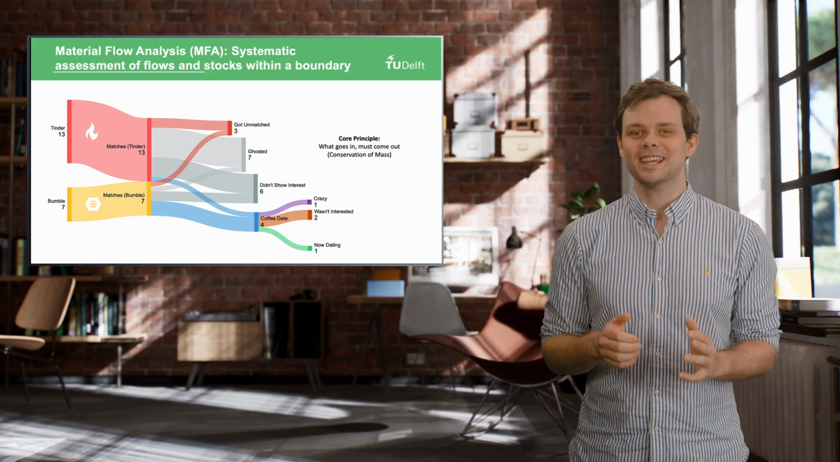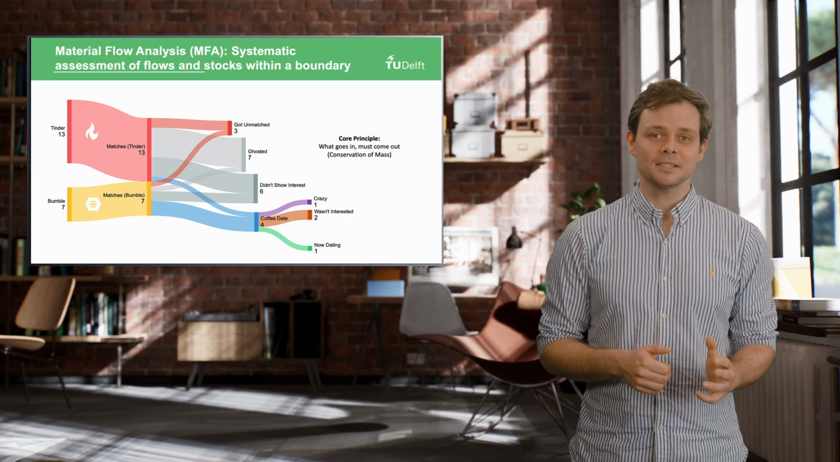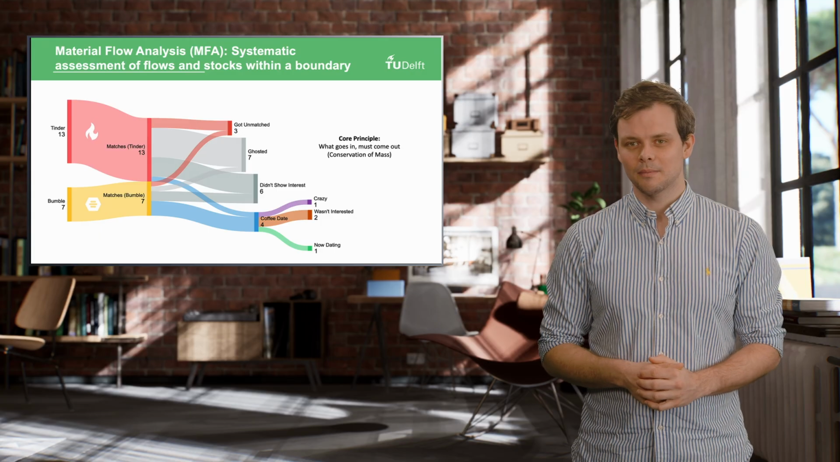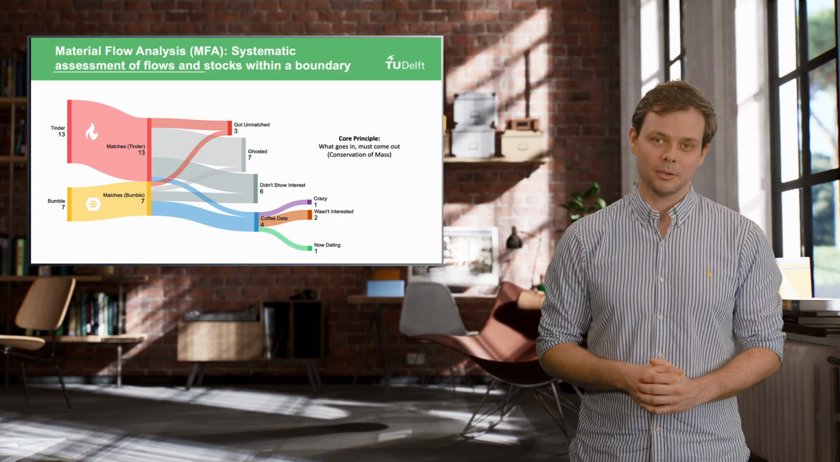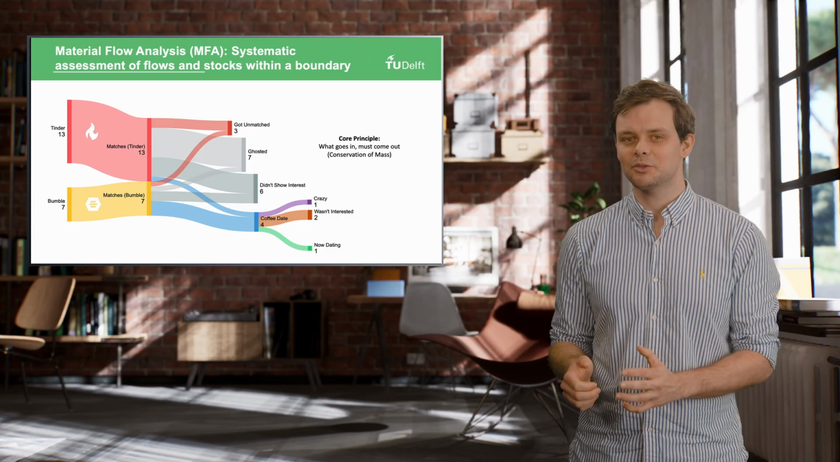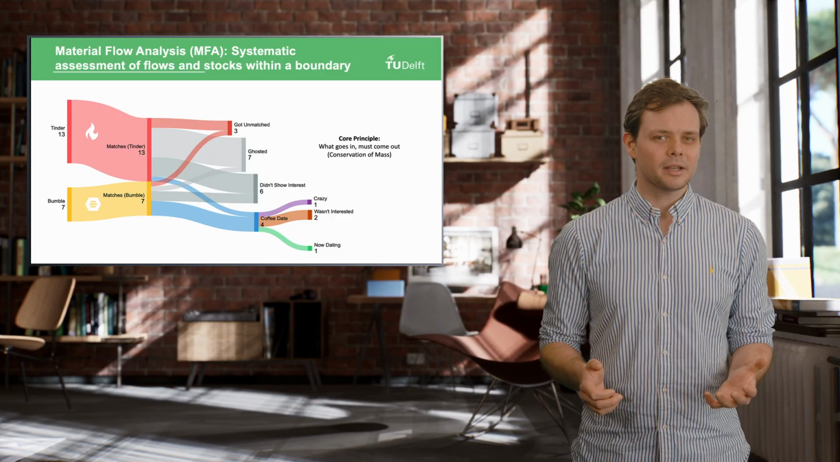This graphic is called a Sankey diagram, the classic visual tool of MFA. Here, the system boundary is a person's dating life. On the left, we see the inputs, 13 matches from Tinder and 7 from Bumble. That's a total of 20 matches entering the system. The width of the bands represent the volume. But where do they go?